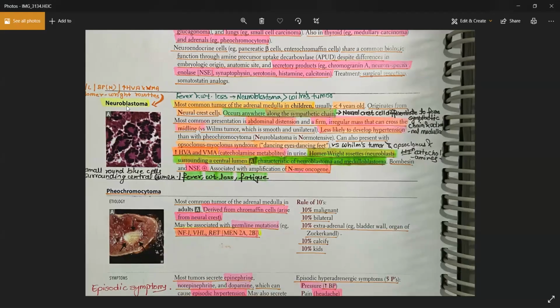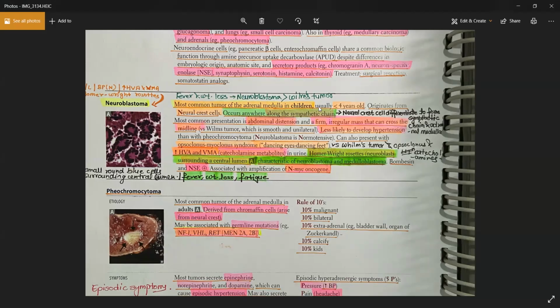Okay, so now let's discuss the neuroblastoma. It is the most common tumor of the adrenal medulla. See, tumor of the adrenal medulla, because you guys know that the medulla of the adrenal glands is derived from the neural crest cells, right? It is derived from the neural crest cells, and that's why it is a neuroendocrine tumor also.